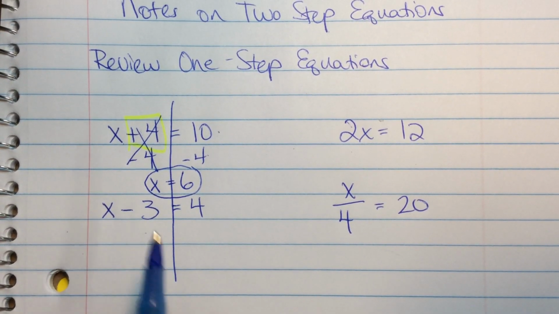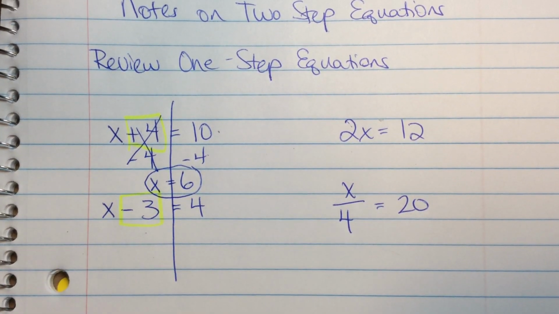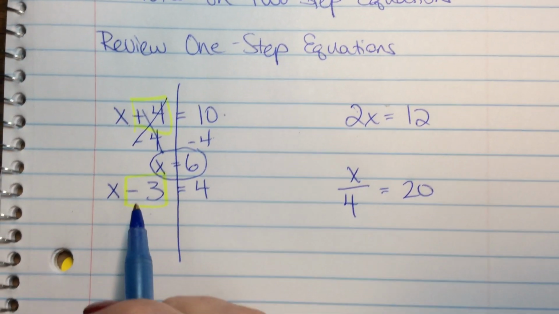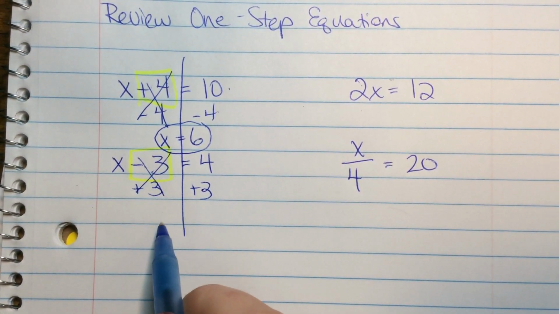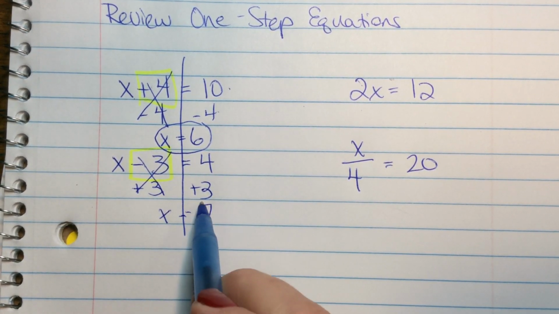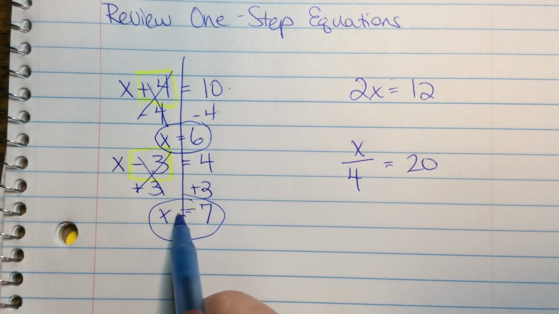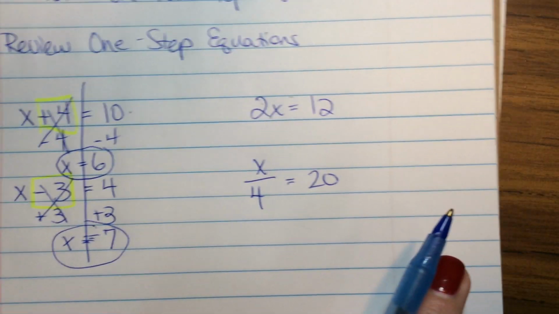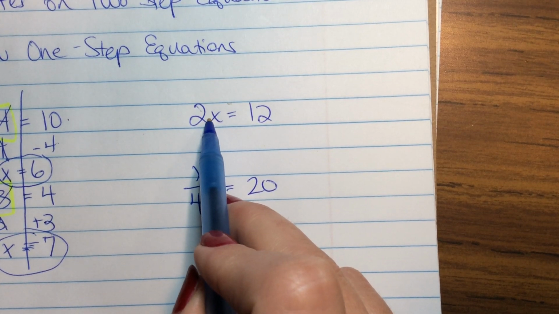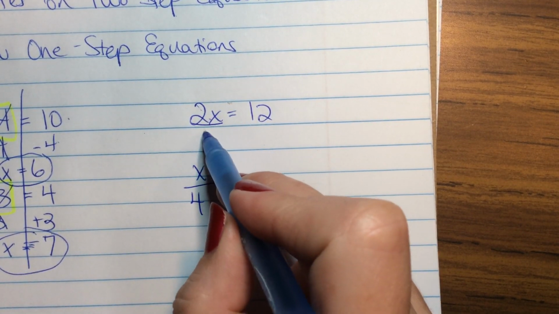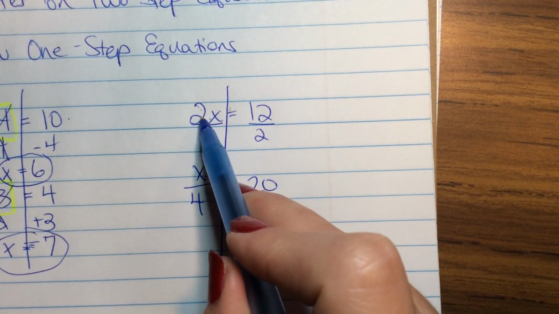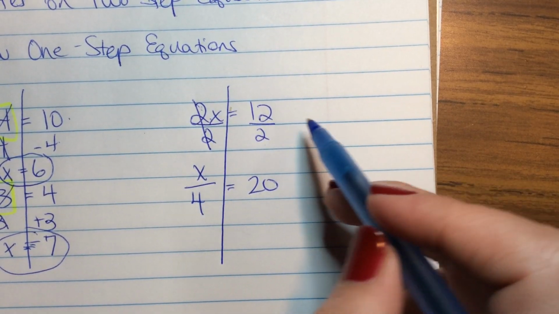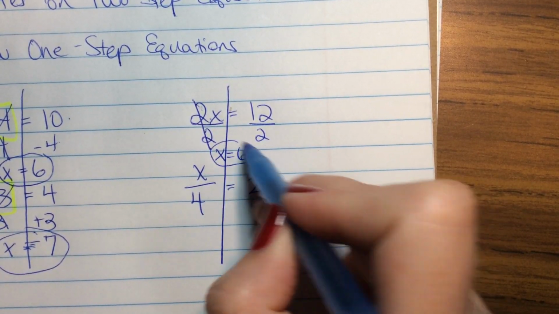I should have left a little bit more space, but in this one, x is being subtracted by 3. So to undo that, you're going to add 3 to both sides. These 3's cancel out, and you're left with x equals 7. On this side, x is being multiplied by 2. So to undo that, you're going to divide by 2, but you do it to both sides. I'm going to draw my line. So these 2's cancel out, and then you're left with x equals 6.